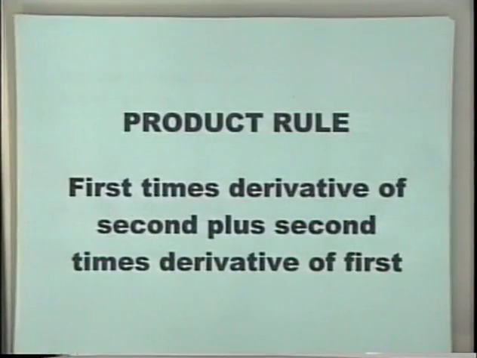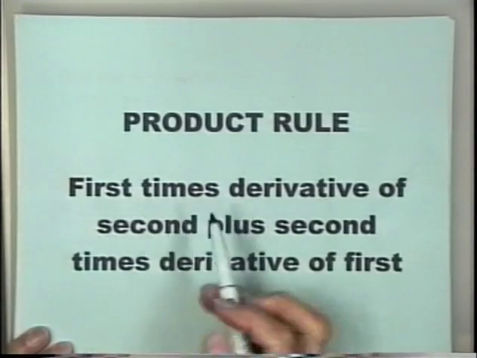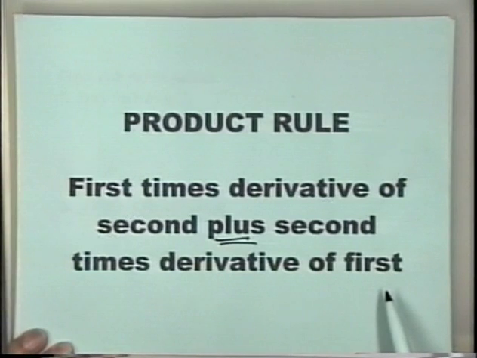In this form, the product rule is sometimes a little bit hard to remember, and so I usually have my students learn this product rule in words. Let's look at it in words. The product rule says take the first times the derivative of the second plus the second times the derivative of the first. First times derivative of second plus second times derivative of first.